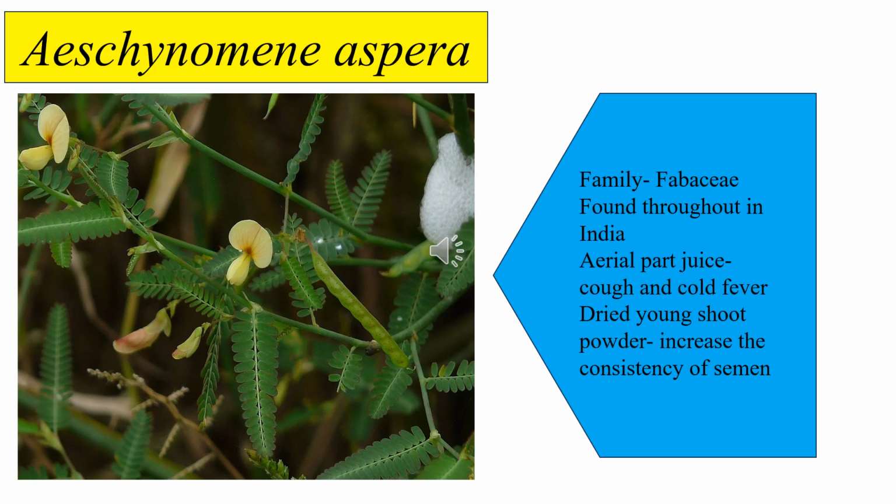Then coming to the Sesbania aspera, this belongs to the family Fabaceae, and it is found throughout India, growing in and along tanks and lakes. The stems are erect or trailing and floating. The stems are thick and spongy. The leaves are shortly petiolate, and the flowers are yellow and sepals are hairy.